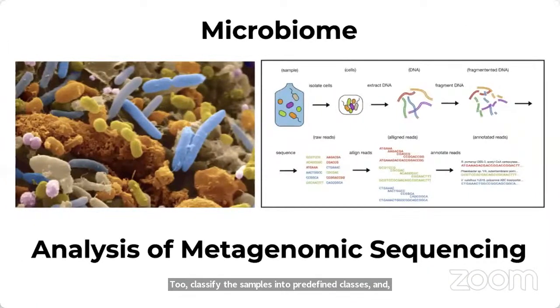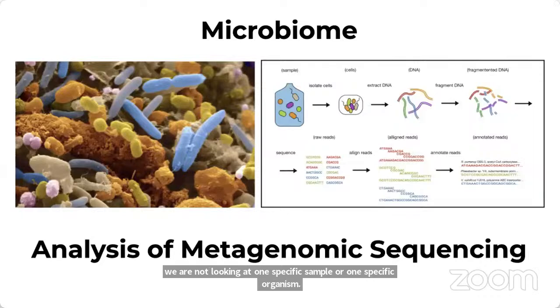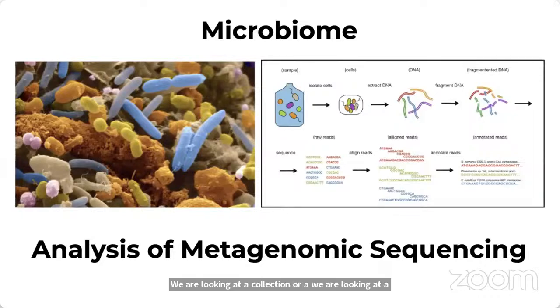Another type of data that I said we will be discussing comes from the same high throughput sequencing technique, but offers a completely different view of the biological sample. In this case, we are not looking at one specific sample or one specific organism. We are looking at a community of millions of microorganisms represented by genomes that are very different from each other.